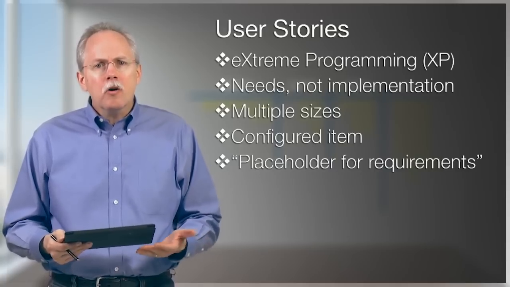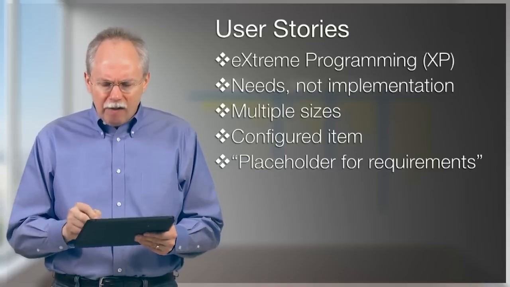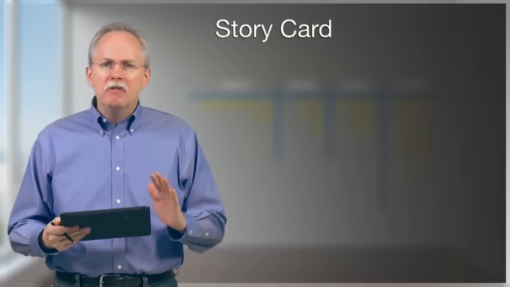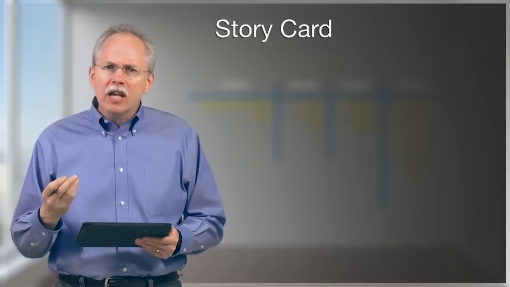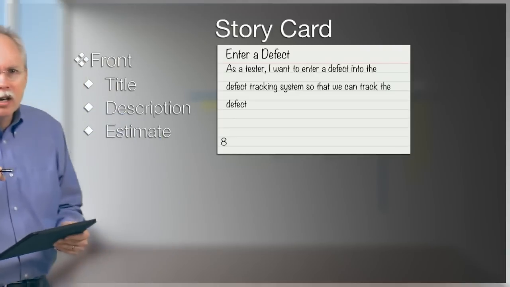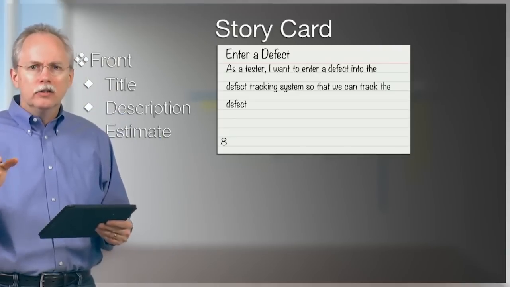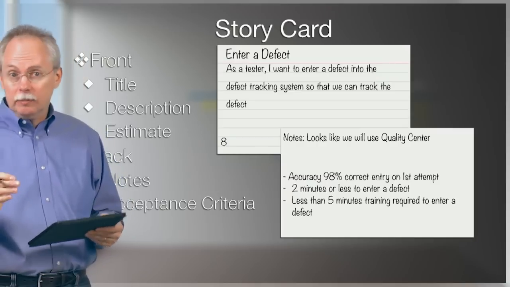Now, to actually understand the user story, you have to understand that they started out as physical story cards. A lot of our techniques like the use of physical items. And so before you jump into some automated tool, really try to live for a moment in this idea of the physical item, the story card. The story card has two sides. There's the front of the card. The front of the card has a title, description, and estimate, and then there's the back of the card. The back had notes and acceptance criteria.